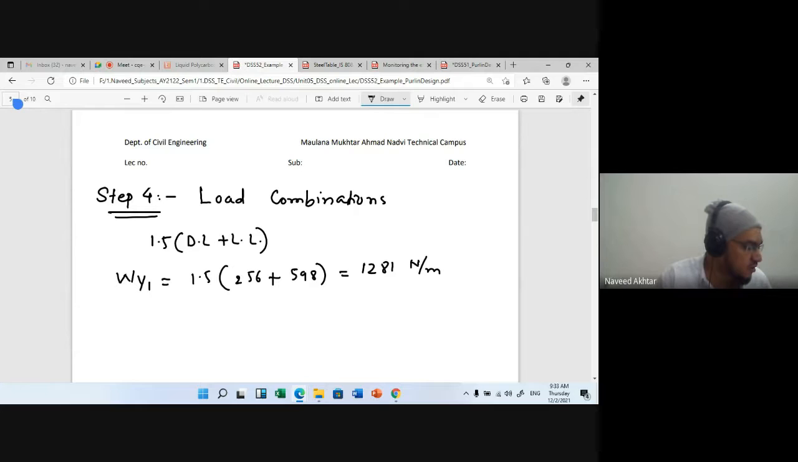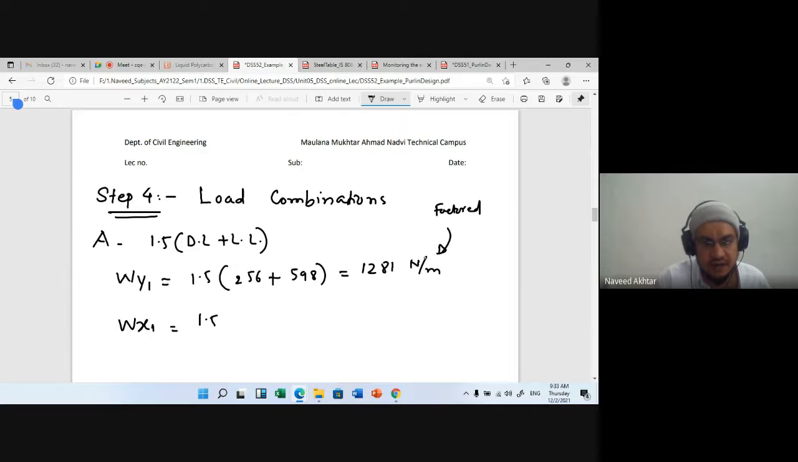Newton per meter. Okay, this is the factored load, because we are multiplying with 1.5. That's why that is the factored load. And WX1 is the horizontal component of dead load and live load. For this first combination, I will write down the capital A for first combination.